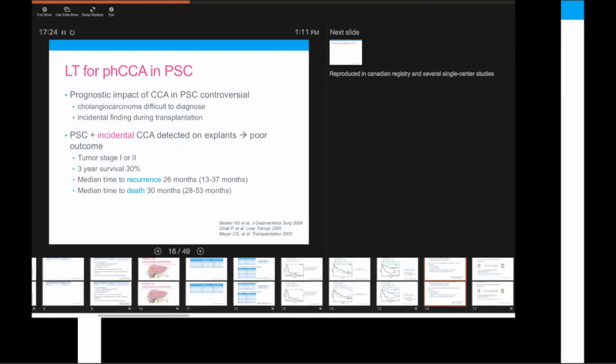So this study also evaluated the prognostic impact of cholangio in PSC, which even to this day is still a little controversial. Generally, this is because cholangiocarcinoma is difficult to diagnose in this subset of patients, and most often it's incidentally found during transplant. So in patients with PSC who have incidental cholangiocarcinoma diagnosis on explant, their outcome was poor. They were found to have tumor staging of 1 or 2. The 3-year survival was around 30%, with a median time to recurrence about 26 months and a median time to death of 30 months.